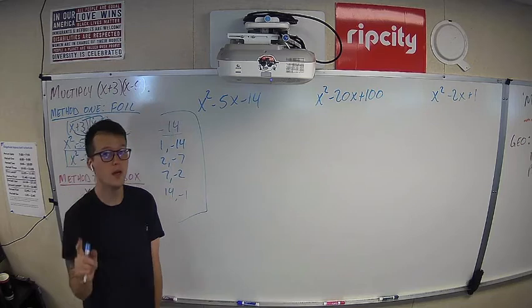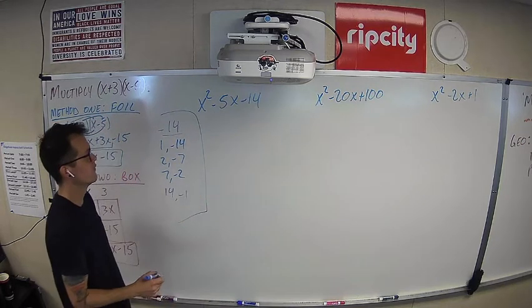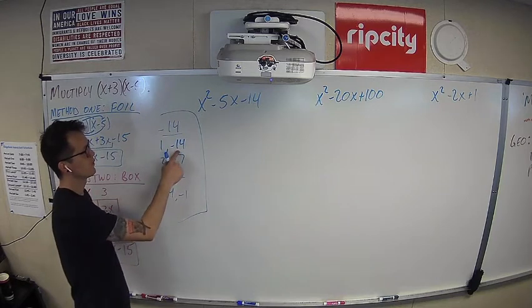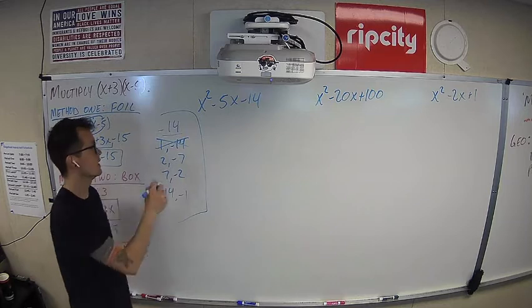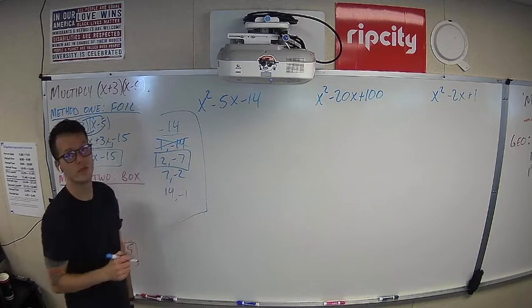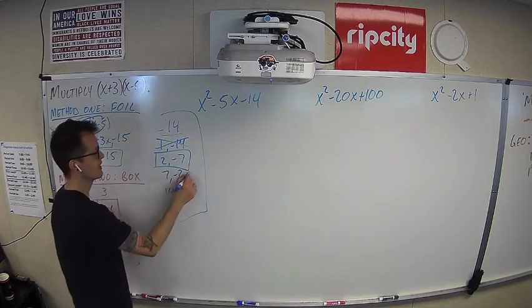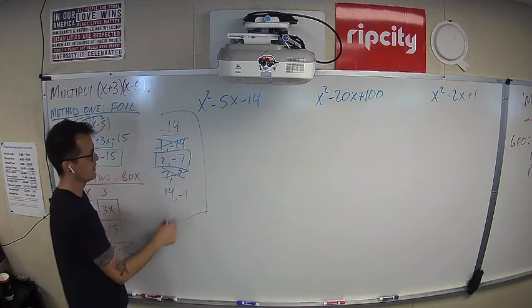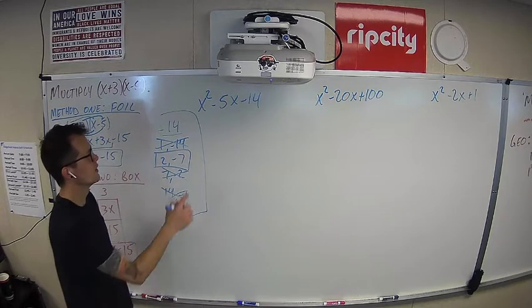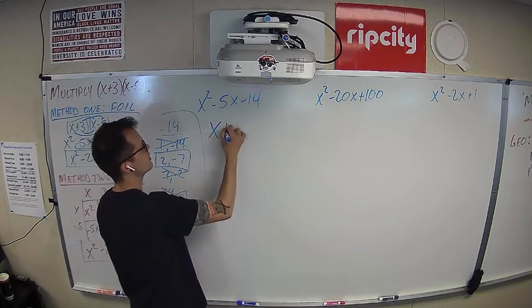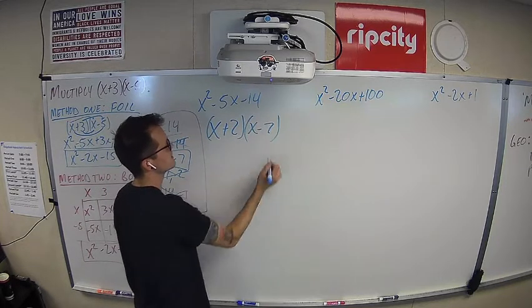Now, we need to pick the one pair of factored pairs that adds up to negative 5. So 1 minus 14, that doesn't add to negative 5. 2 minus 7, that does add to negative 5. That's going to be the one we go with. 7 minus 2, that's positive 5. It's kind of the same, but that's not negative. 14 minus 1, that's not negative 5. So this is the one we're going to go with. The factored form of this is x plus 2 times x minus 7.